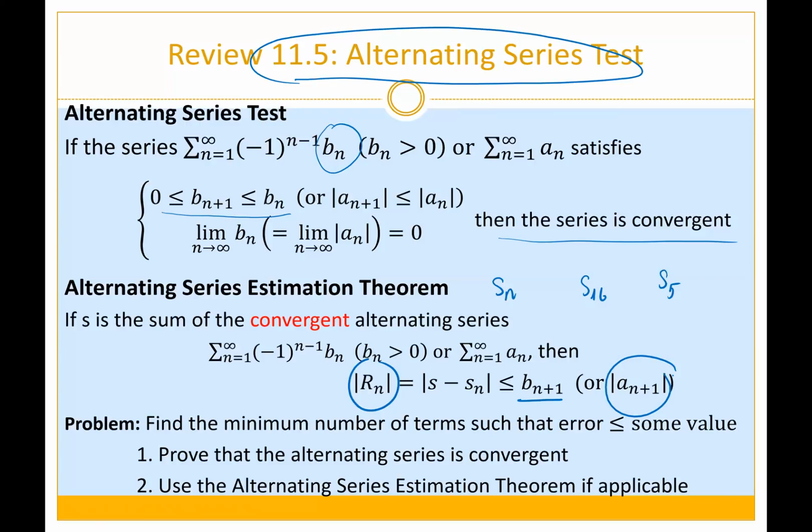Some of the problems you might be asked in this section are to find the minimum number of terms such that the error is smaller than or equal to some value. First of all, you have to prove that it is a convergent alternating series using the alternating series test. I'll just call this one AST from now on, to save space. And then use the alternating series estimation theorem. So let's do that in the example.